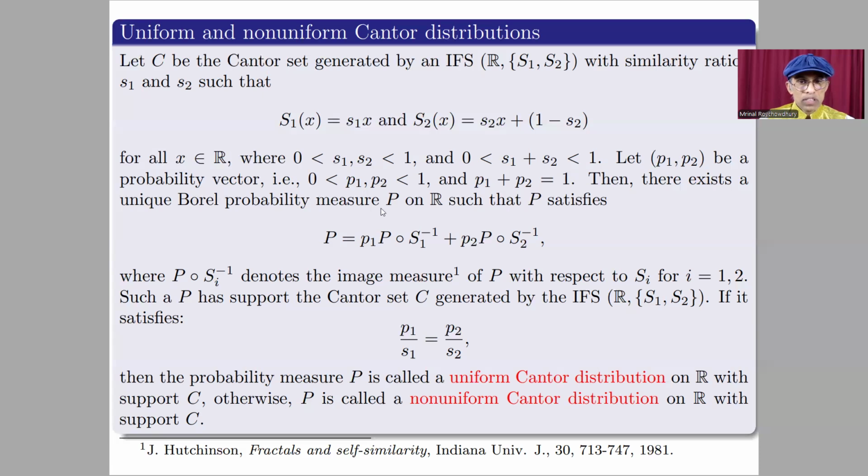Then there exists a unique Borel probability measure P on R such that P satisfies this, where P∘Si^{-1} denotes the image measure of P with respect to Si for i = 1, 2. Such a P has support the Cantor set C generated by the iterated function system. If it satisfies p1/s1 = p2/s2, then the probability measure P is called a uniform Cantor distribution on R with support C. Otherwise, P is called a non-uniform Cantor distribution on R with support C.